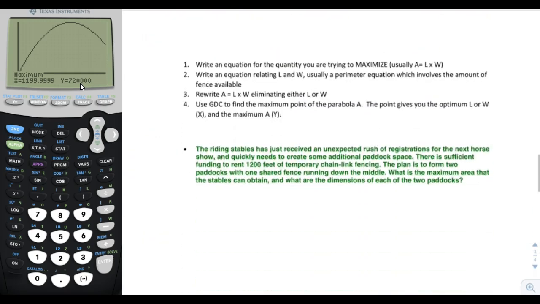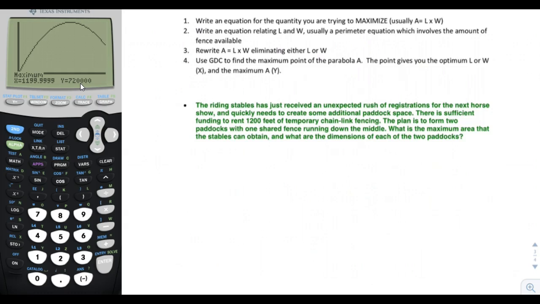Third one. Okay, the Riding Stables has just received an unexpected rush of registrations for the next horse show and quickly needs to create some additional paddock space. A paddock is like a horse fenced-in area. There is sufficient funding to rent 1,200 feet of temporary chain-link fencing. The plan is to form 2 paddocks with 1 shared fence running down the middle.